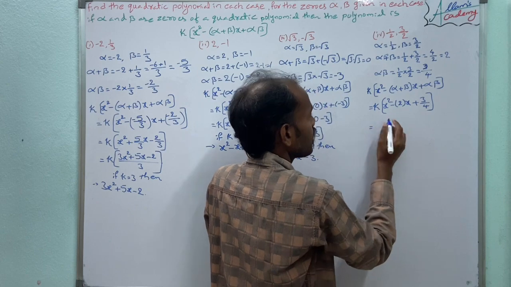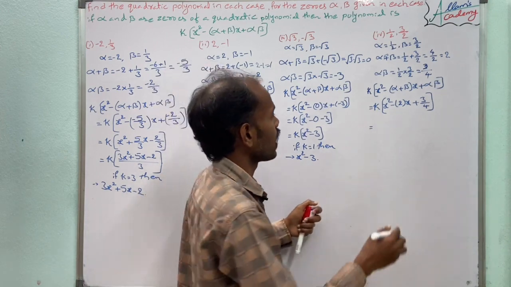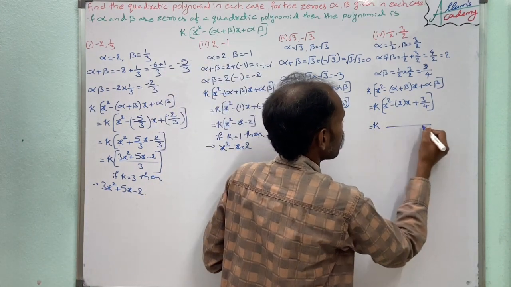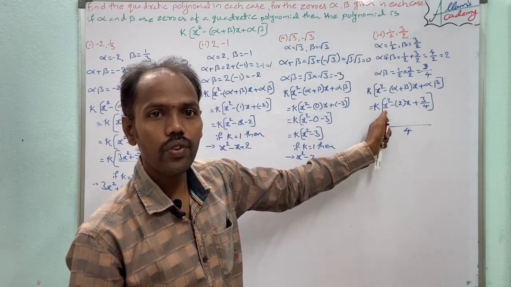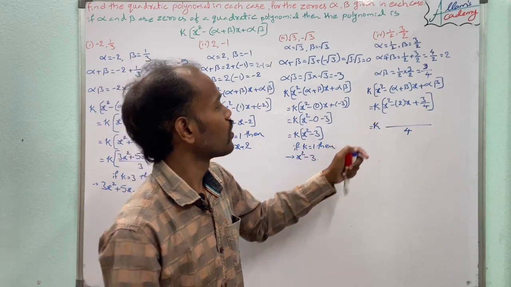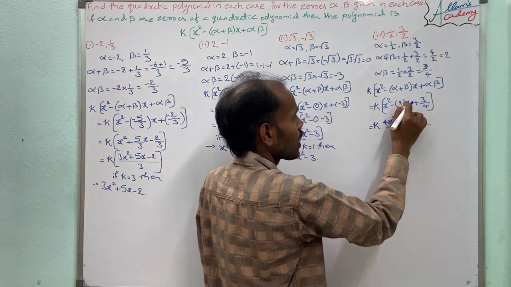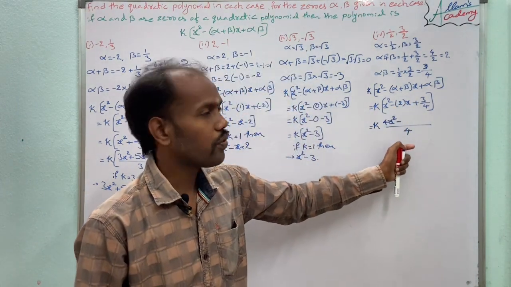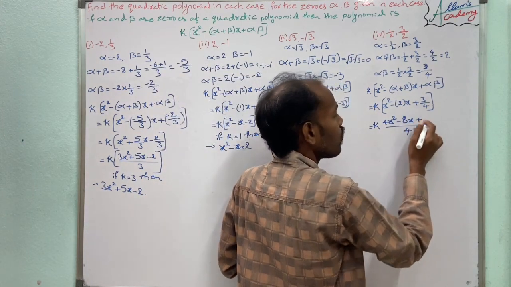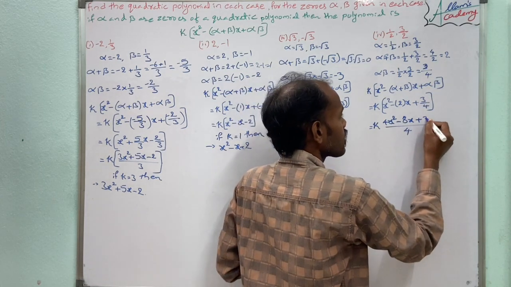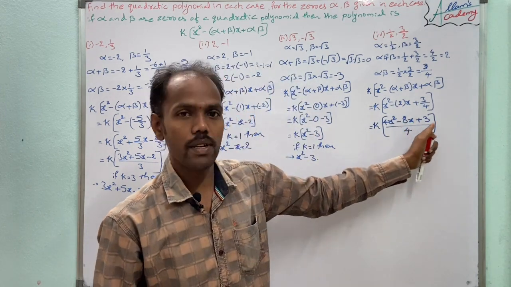Here the denominator is 4 for the product of the zeros, so we take LCM as 4. With 4 as LCM, 4 ones are 4, so 4 into x square, 4x square, minus 4 into 2, 8, so 8x, plus 4 ones are 4, so 3 only. So k into 4x square minus 8x plus 3 by 4.